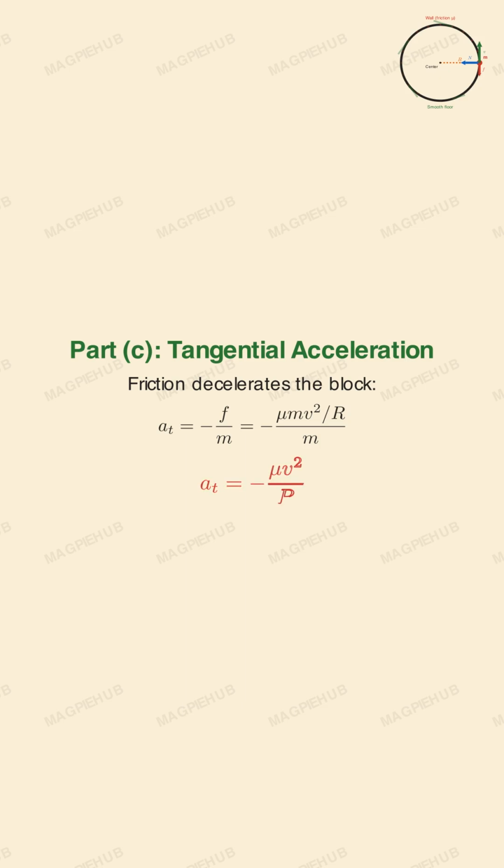Part C. The tangential acceleration is caused by friction, which decelerates the block. So At equals minus F over m, that gives us At equals minus mu v squared over r. The negative sign indicates the block is slowing down.